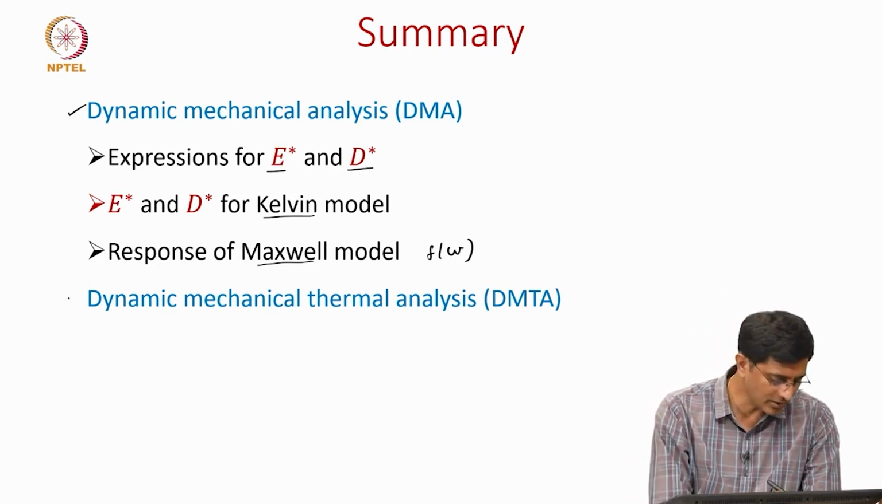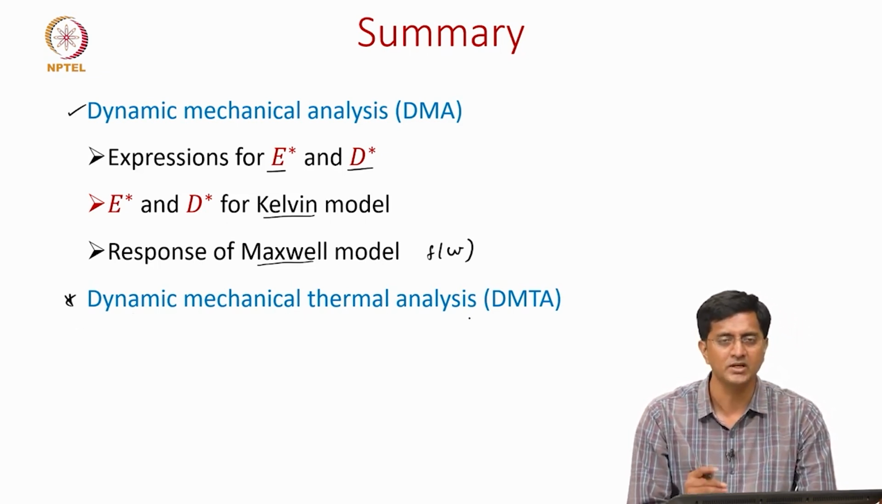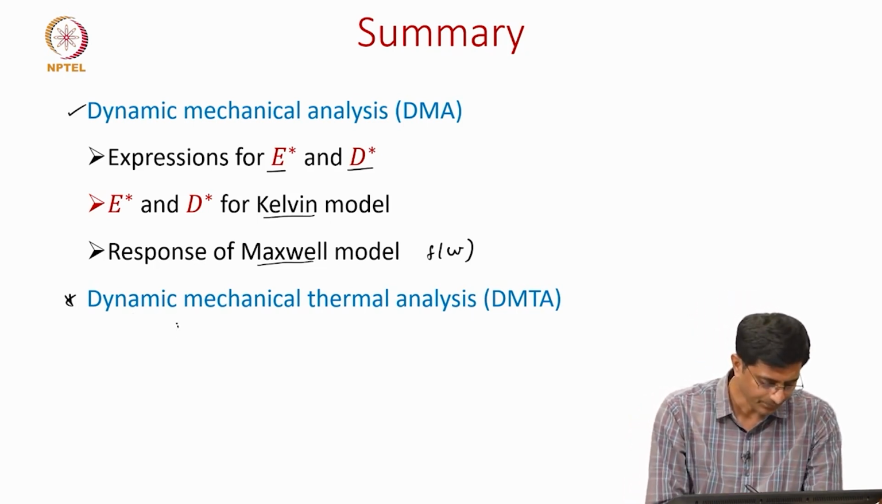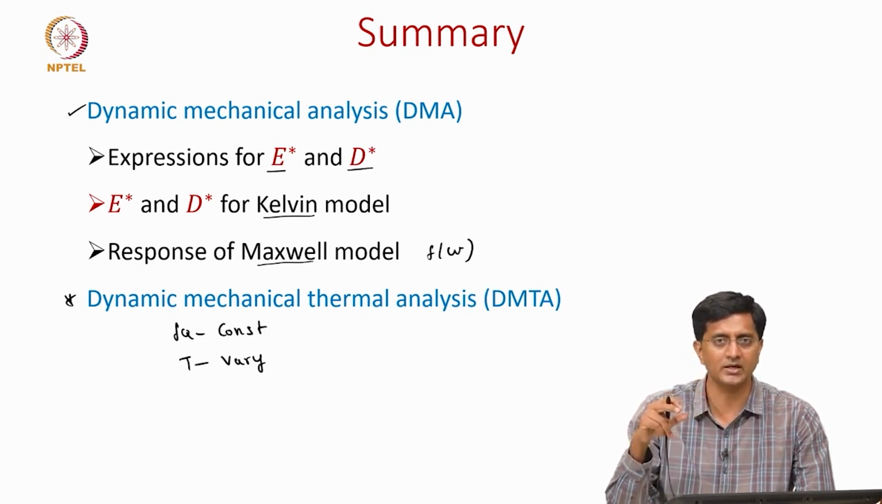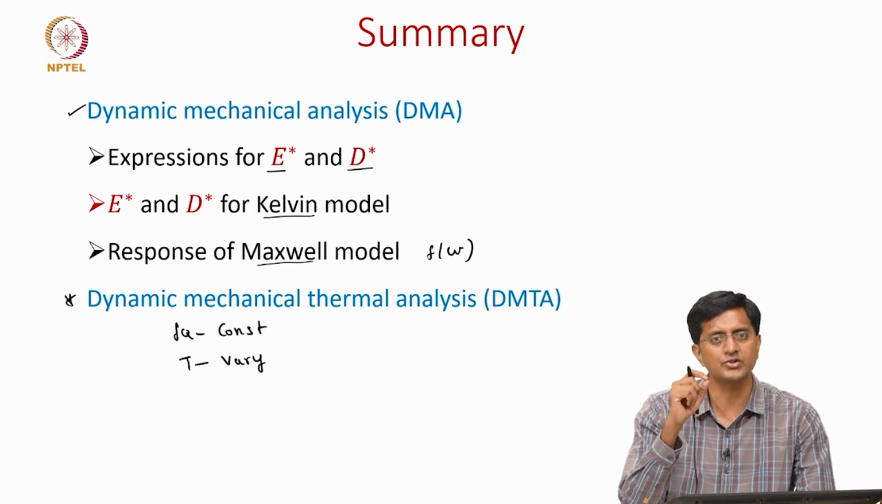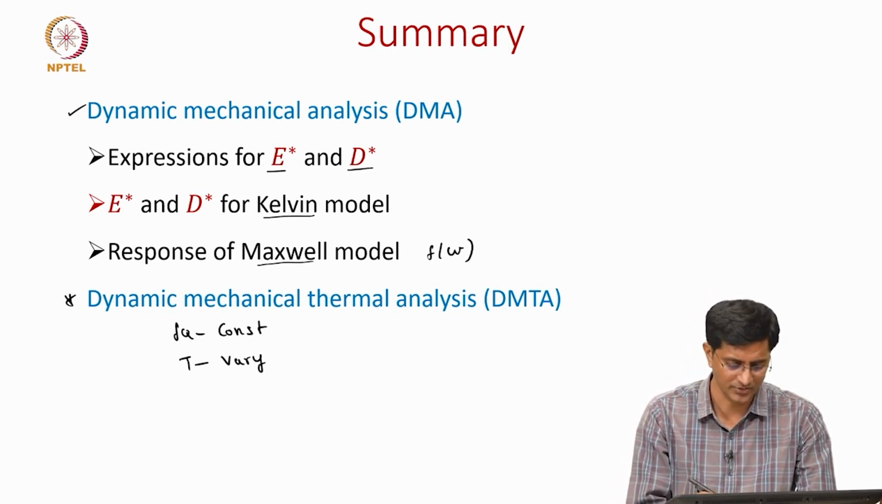Finally, we also discussed this dynamic mechanical thermal analysis, where we keep the frequency constant and we vary the temperature. So, here we showed that at the glass transition temperature, we will see a peak in the tan delta curve, which we use to report the Tg value or the glass transition temperature values.